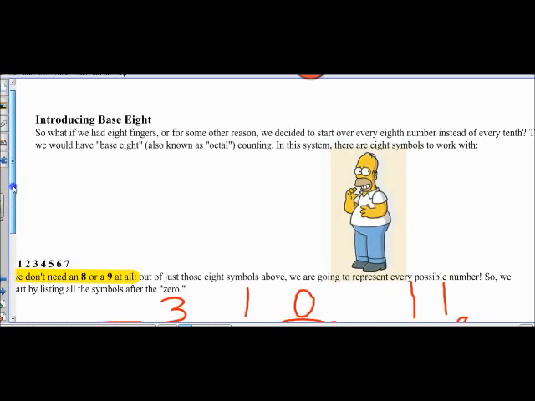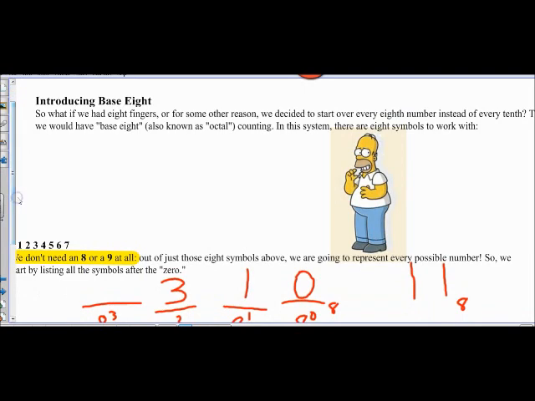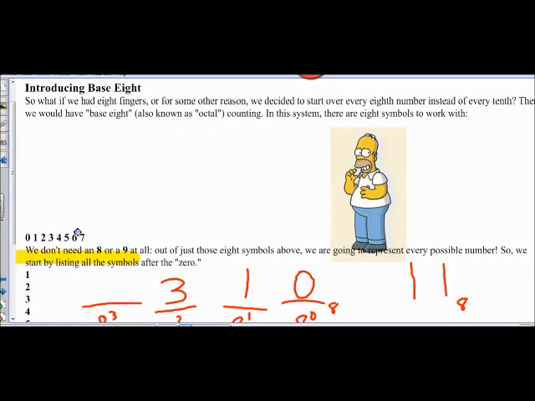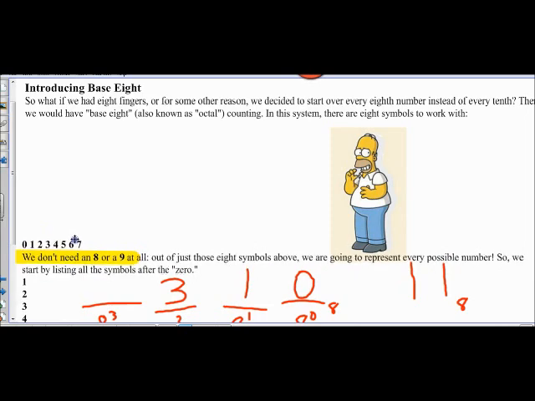So back to Homer. If we had 8 fingers like Homer does, and we decided to start over every 8th number instead of every 10th, then we would have a base 8, or instead of decimal, it's known as octal counting. Octal meaning 8. In this system, there are 8 symbols to work with. We would have 0, 1, 2, 3, 4, 5, 6, and 7, and we wouldn't need 8 or 9 at all. So out of the 8 symbols above, we represent every possible number.